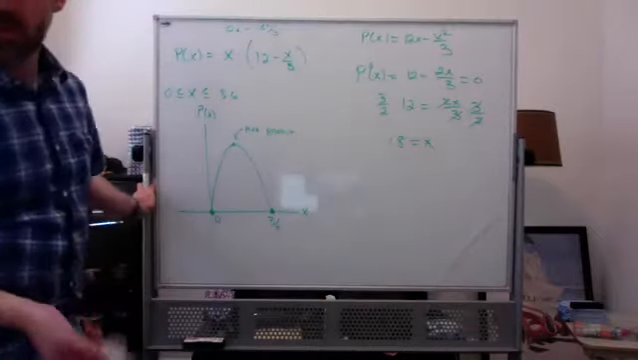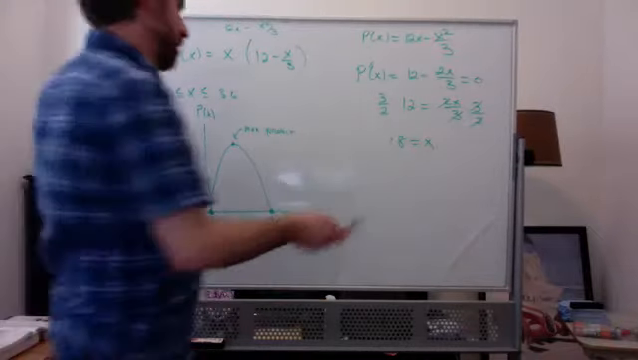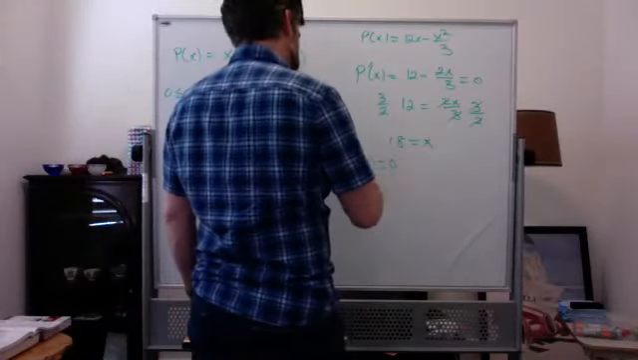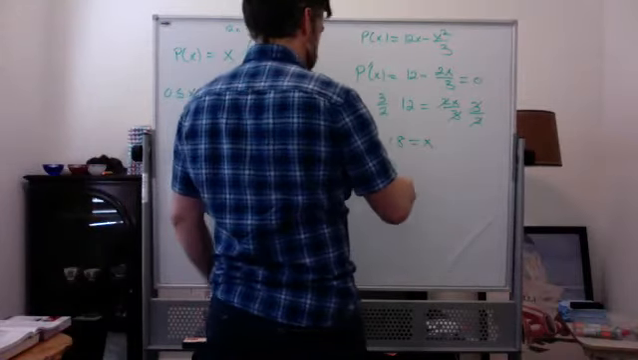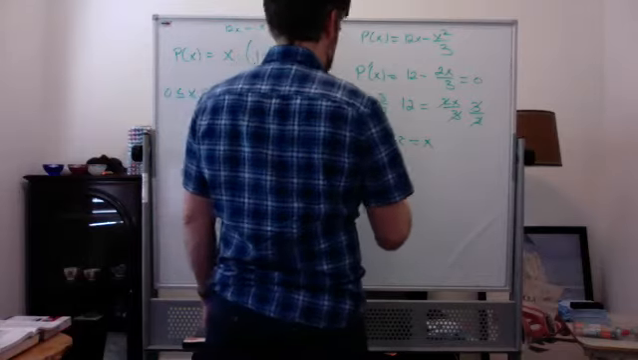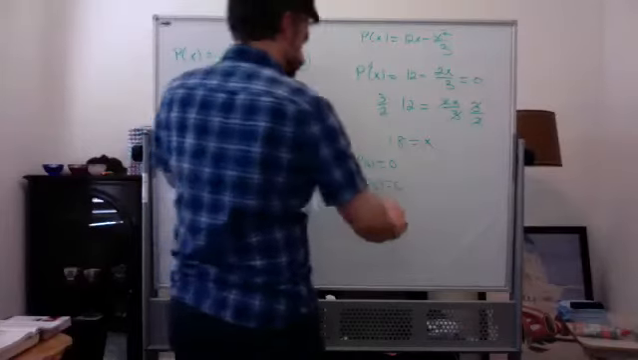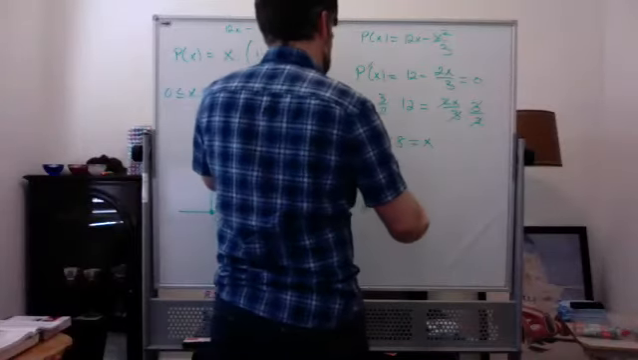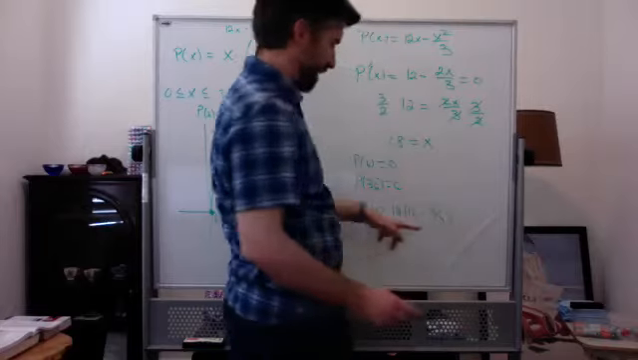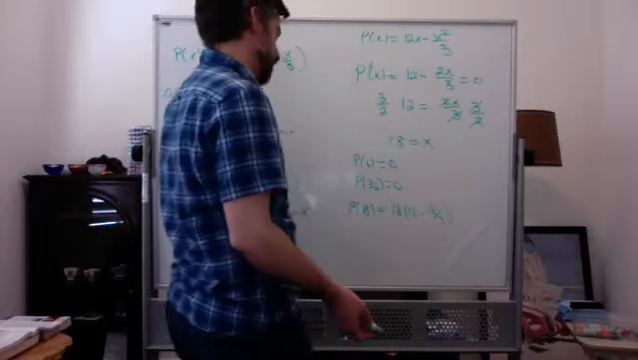And then we could either do what we did before and observe that p of 0 is 0, p of 36 is 0, so those are the endpoints. And then p of 18 is some positive value. It's going to be 18 times 12 minus 18 over 3, which is 18 times 6, which is 108.